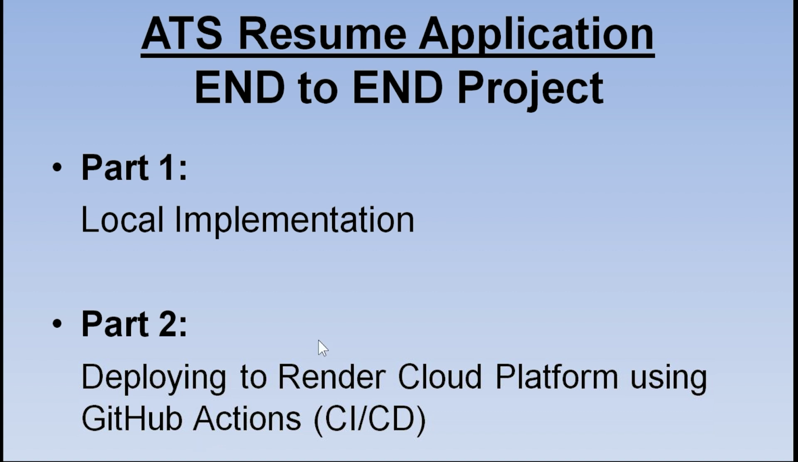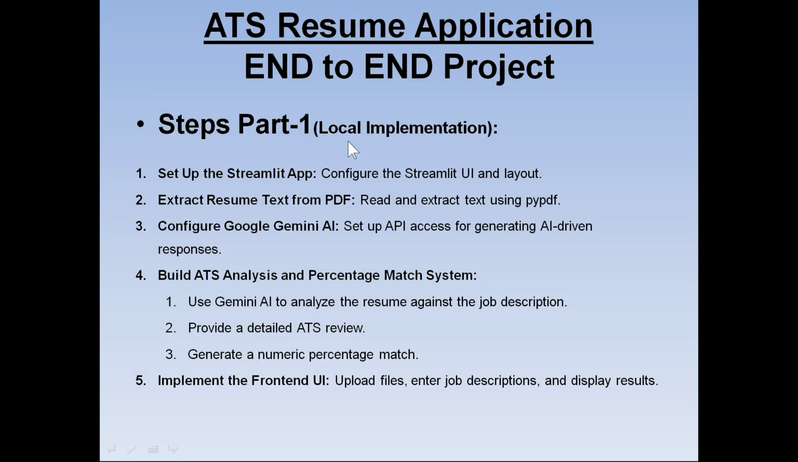So what are the steps involved in part 1 in our local implementation? In first step, we will set up the Streamlit application. We will configure the Streamlit user interface and layout. In step 2, we will upload the resume in PDF format and extract the text from that PDF using pypdf library. In step 3, we will configure our Google Gemini model. We will access this model via API, which will give us AI-driven responses.